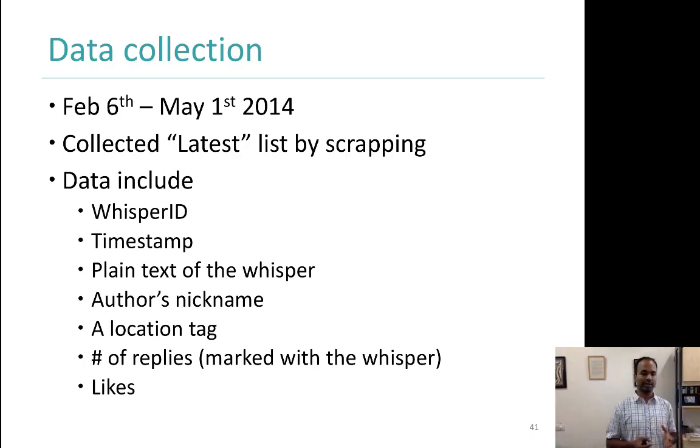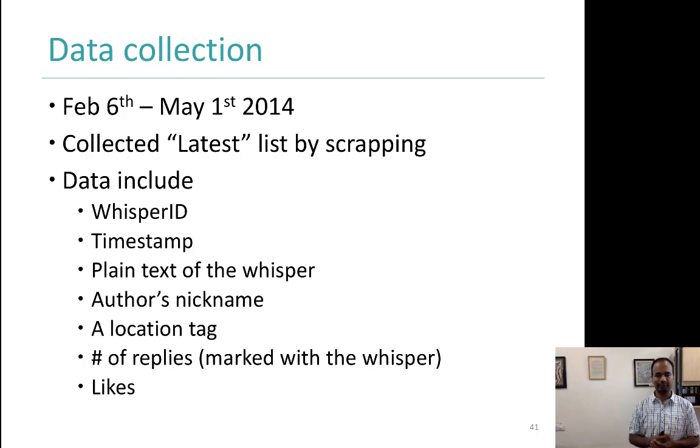And what did they include? They included the Whisper ID, which is like a post ID, the timestamp when the post was done, the plain text of the Whisper, the text that was on the picture, the author's nickname, which is your handle, your name, so to say, in the traditional sense, a location tag if it was available, the number of replies for the Whisper, and of course the likes. Likes are the hearts that we talked about. I hope that's clear. Simple data collection.